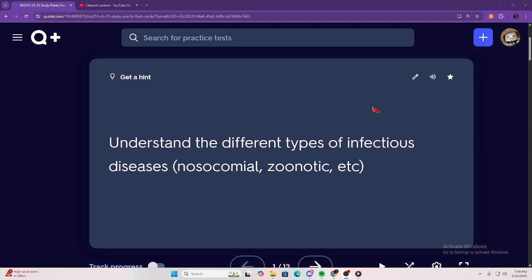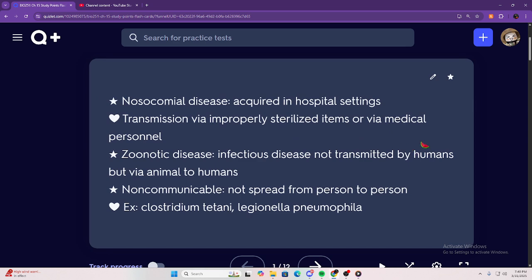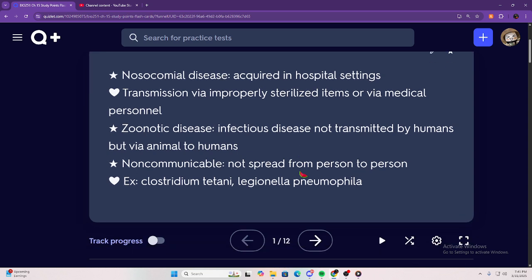To begin with, understand the different types of infectious diseases, nosocomial, zoonotic, etc. So nosocomial basically is infections that are acquired, or that you got, from a hospital. It's basically transmission through improperly sterilized items or via a sick medical professional. Zoonotic is where it's from animal to humans. So, for example, this dog might have rabies, and then that's transmitted to a human.